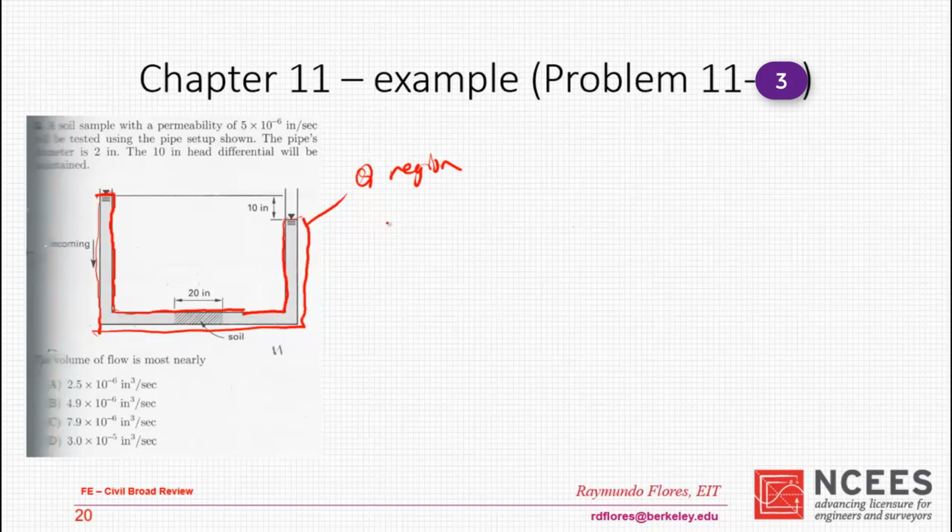Because this is our Q region, you would say, well, let's use Darcy's law, K A dH/dx. Now that we've defined this, there's no confusion that we're looking at this portion somewhere in this region. So what we're doing is we want to know the volume of flow.